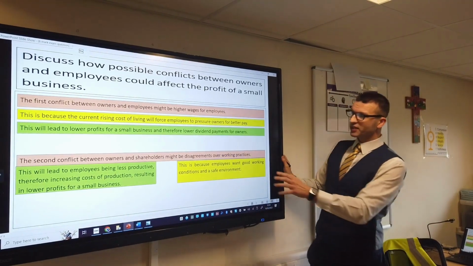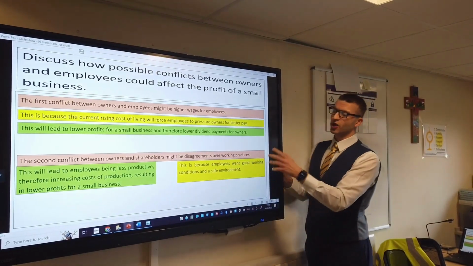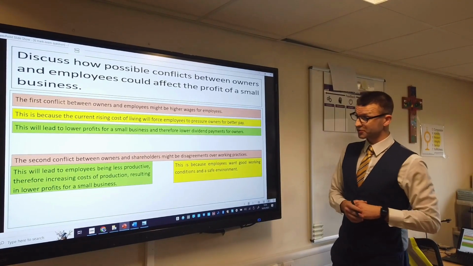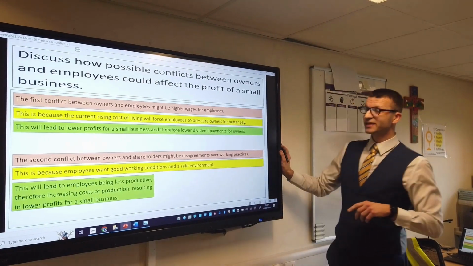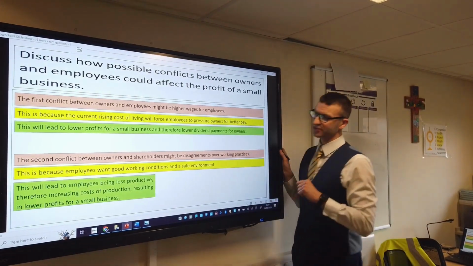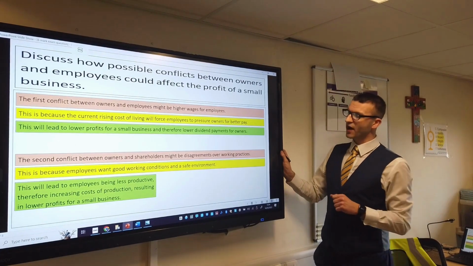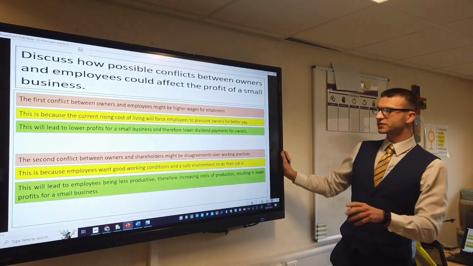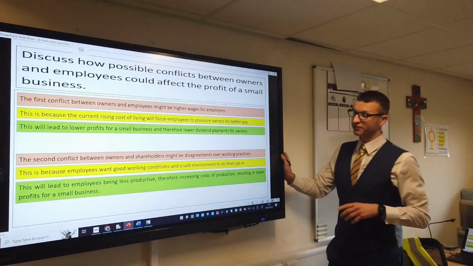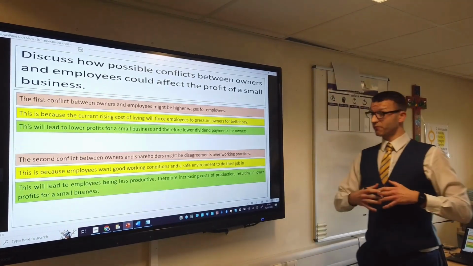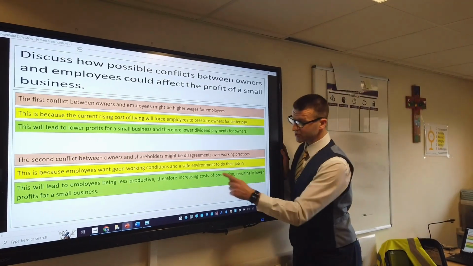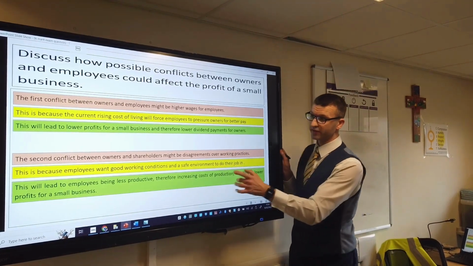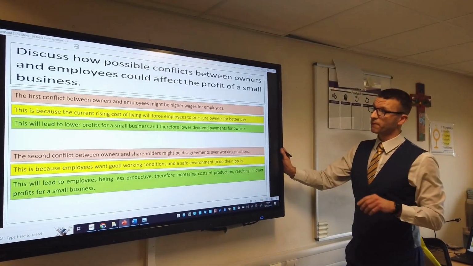Secondly, the second conflict that can occur might be disagreements over working practices in the business between both of those stakeholders. This is because employees will want good working conditions and a safe working environment as well. What's that going to lead to? That's going to lead to employees being less productive, so they're going to produce fewer products than before. So it's going to increase the costs of production for the business, and it's going to result in lower profits for a small business as well.